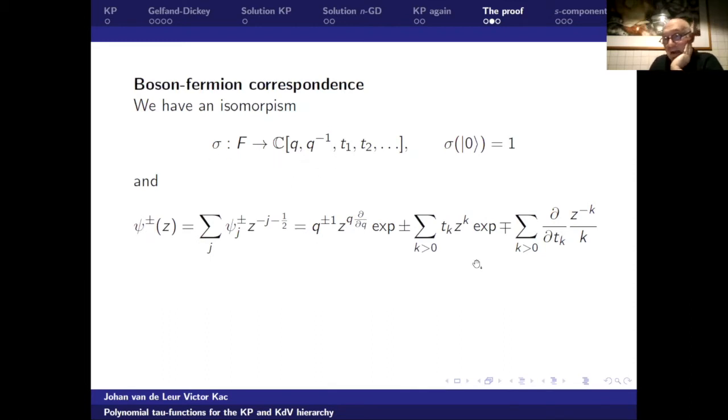Right. And this is the way this isomorphism is described. Namely, if you take these psi plus and minus of z and turn this into some field, some generating series, then this generating series for both plus and minus is equal to this expression, to this operator acting on the identity, on 1. So we assume that the vacuum vector goes to 1, and then this psi plus or minus z has this expression.